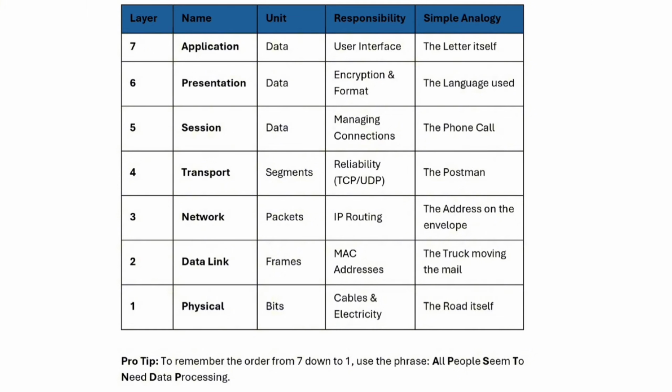Then comes the presentation layer and its responsibility, which is encryption and format, and the seventh layer would be application, which means the user interface, or what you see on the screen or the browser. If you understand that with a simple analogy, it would be the road, the truck moving the mail, the address on the envelope, the postman, the phone call, the language used, the letter itself. Also, a pro tip to understand these layers from 7 to 1 is the phrase: all people seem to need data processing.